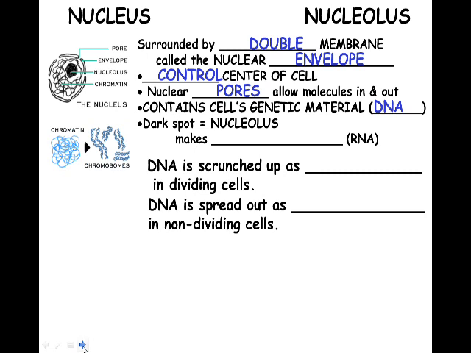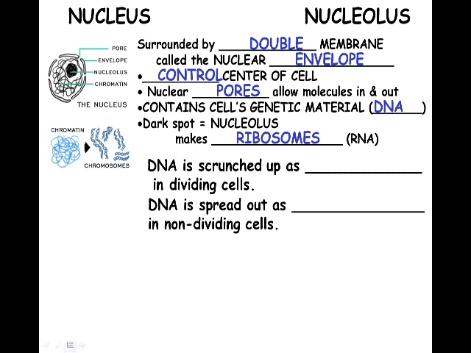The nucleus, if you look closely, and you can see it here in the little diagram, has a little dark spot where we're making ribosomes. It is called the nucleolus. Its job is to make the RNA that builds the ribosomes. It's part of the ribosome building block that makes up the ribosomes.